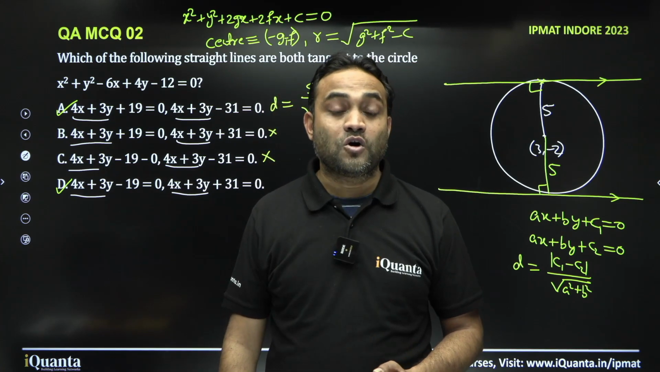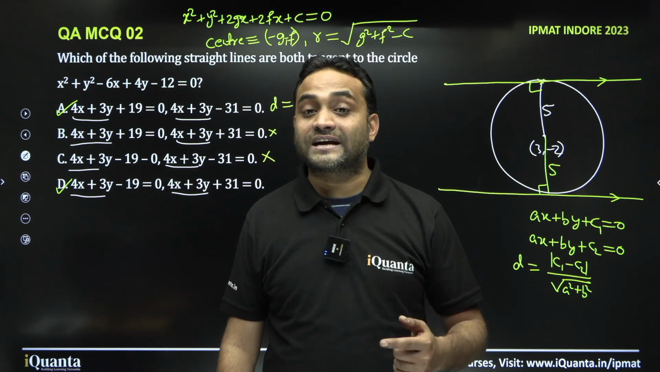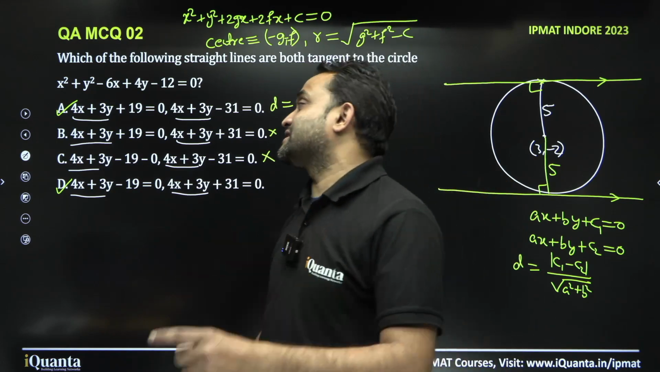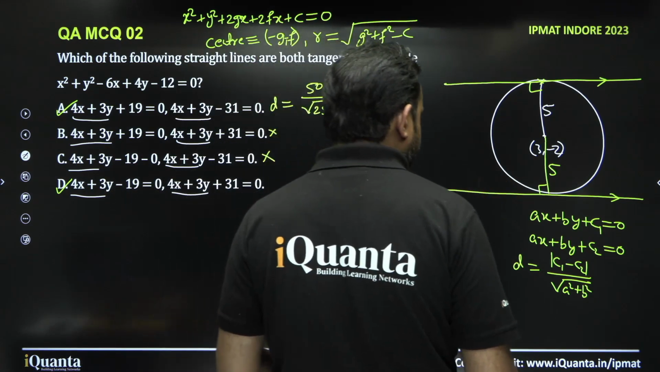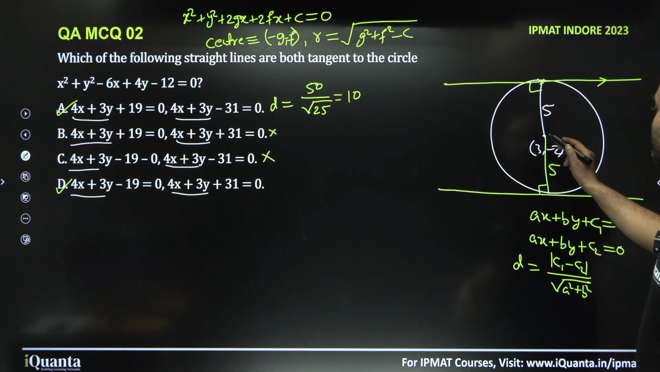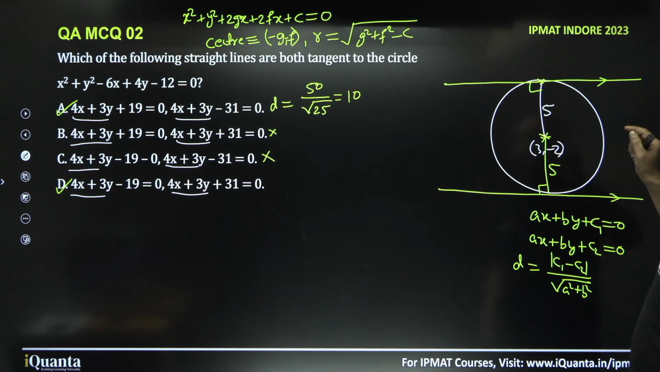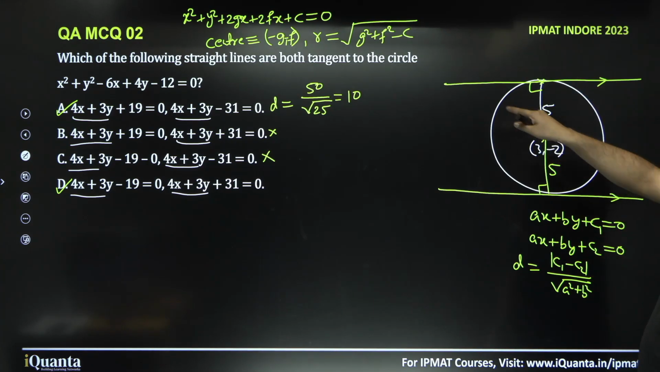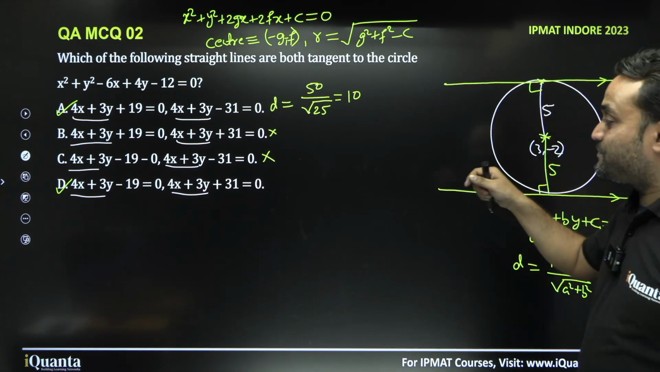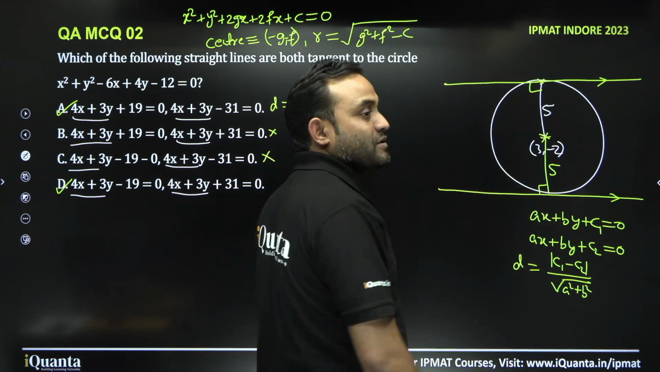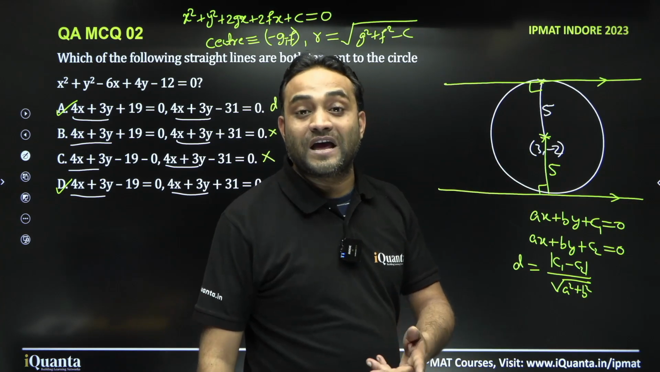So which of these is the correct answer? One more thing that we need to do is check from the center, whether the perpendicular distance from the center to this line is 5 or not.